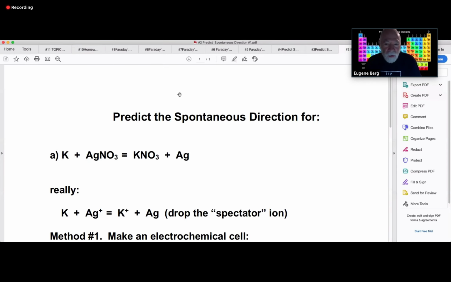Okay, the first topic of the day goes like this. I want to give you the ability to predict in which direction a reaction will be spontaneous. So let's consider this one where potassium with silver nitrate forms potassium nitrate plus silver.